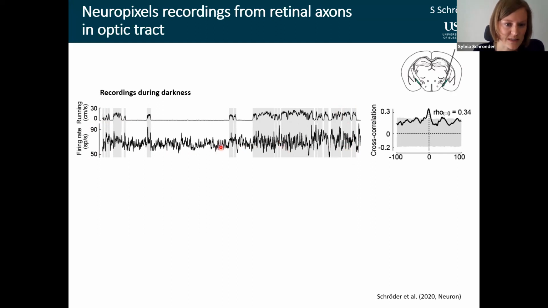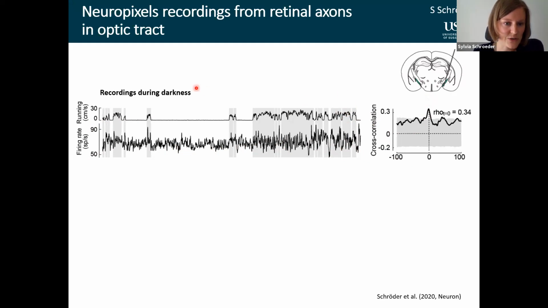It's not quite obvious here in this raw data, but if you plot a cross-correlogram between these two variables, you can observe a positive correlation between running and spiking, and that is more than expected by chance. So it is significant.